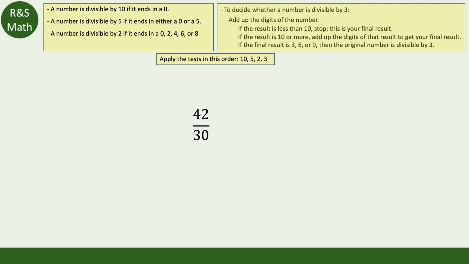Consider 42/30. 30 ends in a 0, so it is divisible by 10, but 42 does not end in a 0, so it is not divisible by 10. Next, let's check 5. 30 ends in a 0, so it is divisible by 5, but 42 does not end in either a 0 or 5, so 42 is not divisible by 5. Then check 2. 30 and 42 are both even, so they are both divisible by 2. Dividing both by 2 gives 21/15.